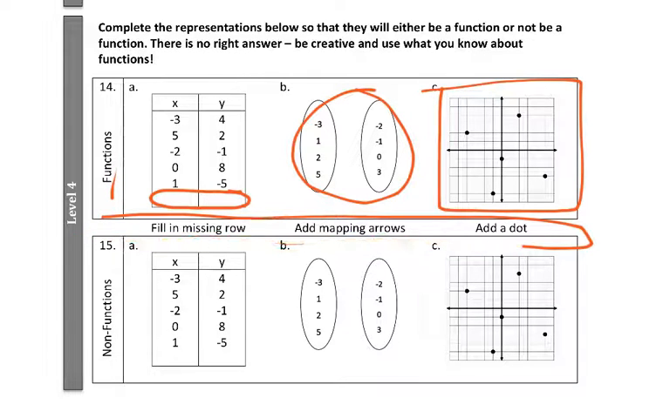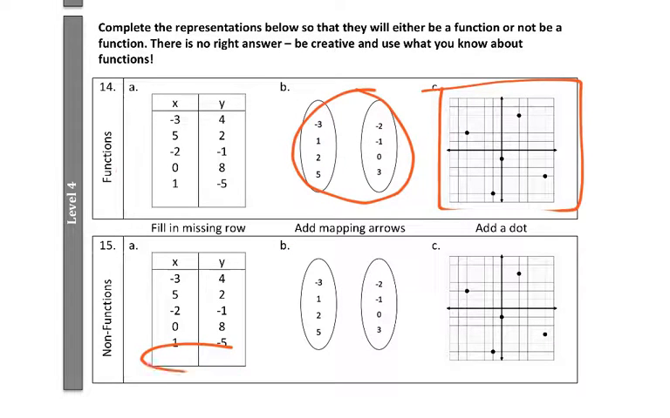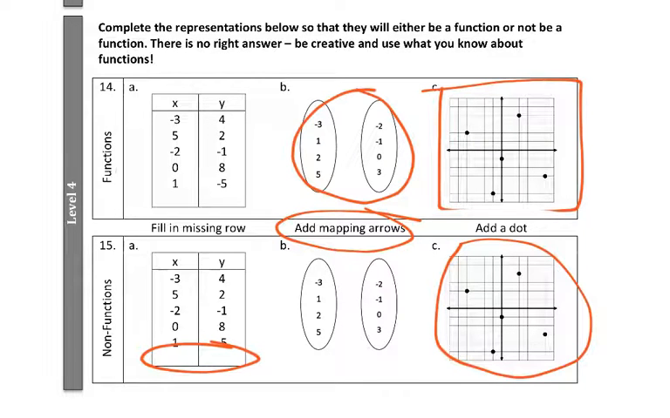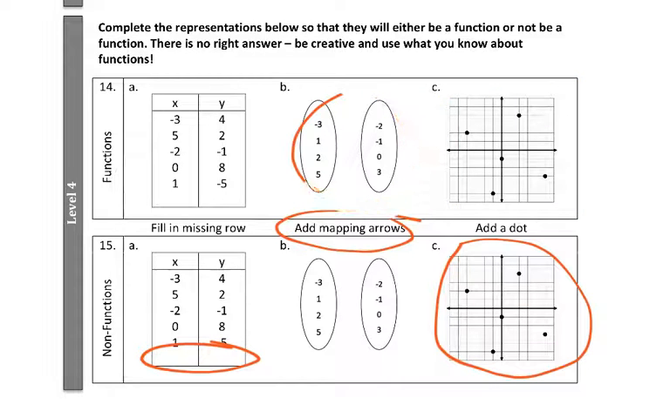And then for question 15, you need to add things to make it so that it's not a function. So for example, you need to fill in the missing row in a way that it makes the table not a function. You need to draw arrows in a way that the map is no longer a function. And you need to add a dot in a way that it makes the graph not a function. Okay, well that was this video for today.